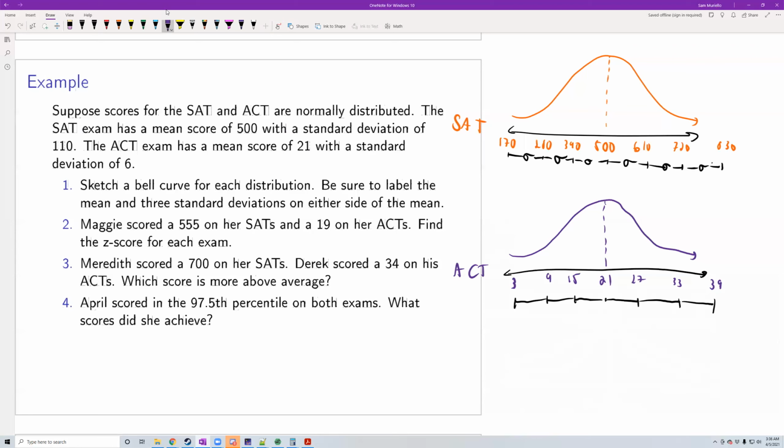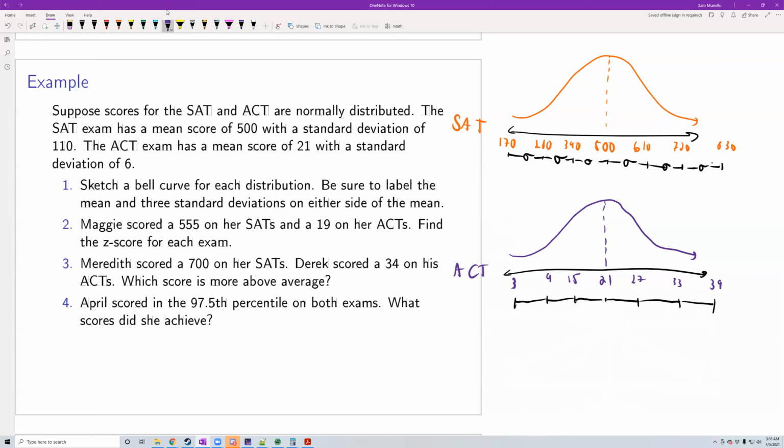Notice in both cases, remember I said the maximum ACT score is 36. The highest level of 3 standard deviations above is a little above the maximum. So both of these suffer the same problem, which actually makes it easier to compare the two. Now we can say things like, oh, a 33 on the ACTs is kind of like a 720 on the SATs, because those are both 2 standard deviations above average. So we now have a way to compare the two.